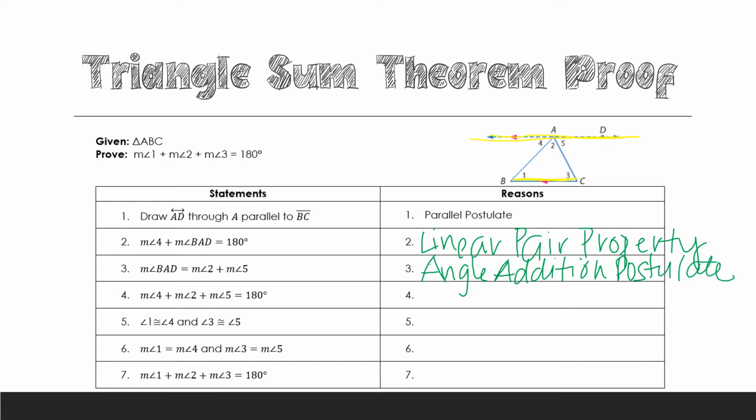So then from there, what we're going to do is take BAD out in step 2, and replace it with 2 plus 5. So we're going to say the measure of angle 4 plus the measure of angle 2 plus the measure of angle 5 equals 180 degrees. So when we replace something, that is substitution.